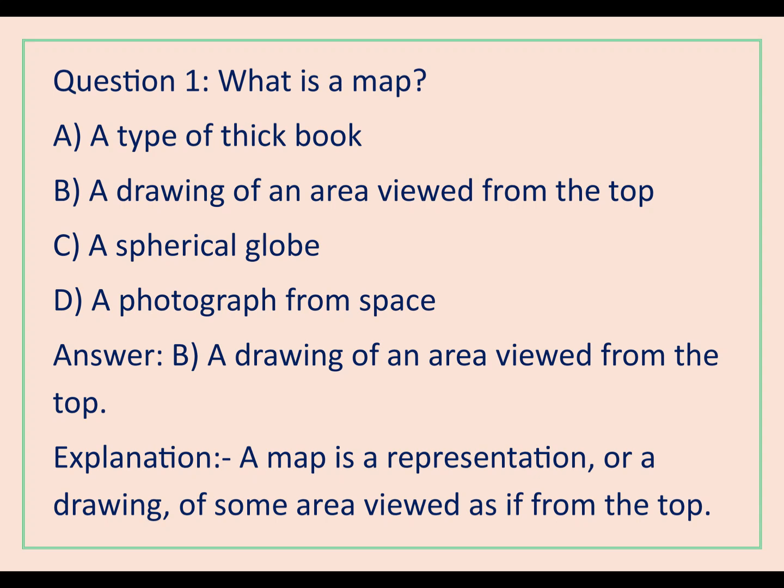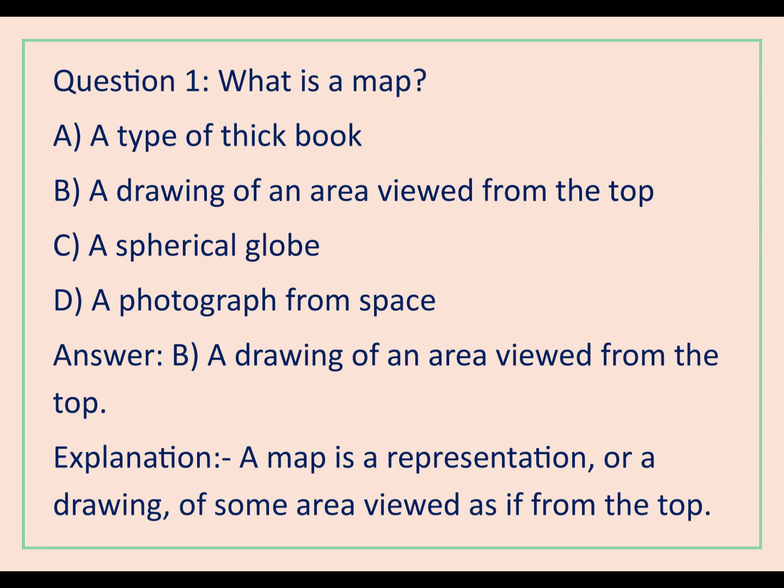Question 1. What is a map? A. A type of thick book. B. A drawing of an area viewed from the top. C. A spherical globe. D. A photograph from space. Answer. B. A drawing of an area viewed from the top.